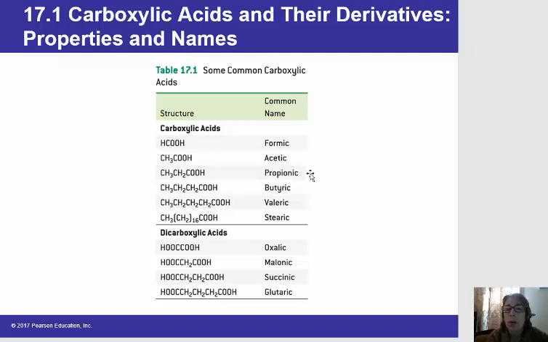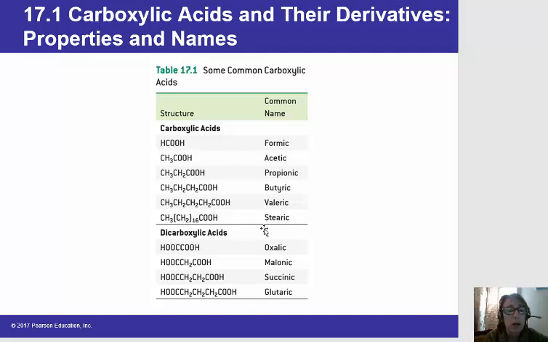In IUPAC, 3 carbons would be a propanoic acid. In the common, it's propionic acid. In IUPAC, a 4 carbon carboxylic acid would be butanoic, and in the common, it's butyric. 5 carbons would be pentanoic in the IUPAC, and in the common, it's valeric.